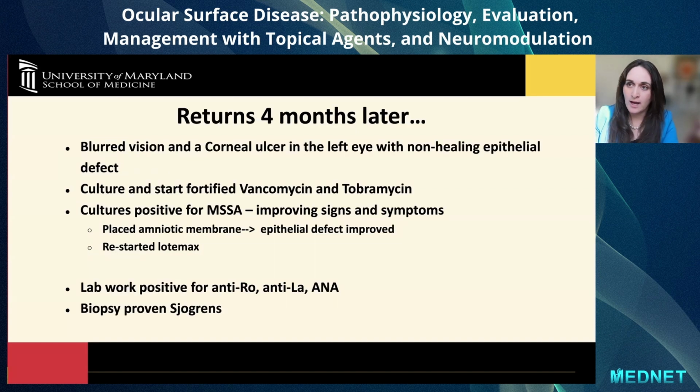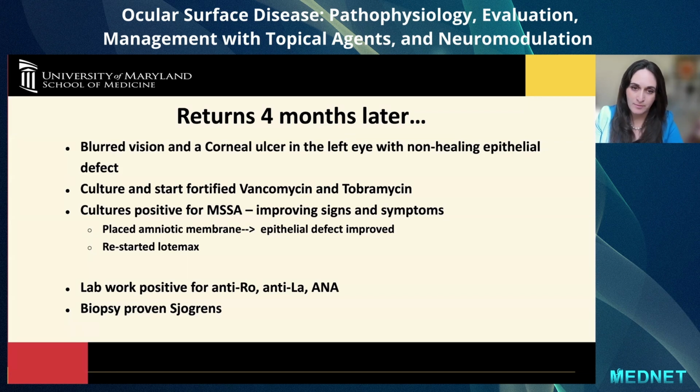She then went back to her outside ophthalmologist, which was closer to home, and then came back 4 months later with worsening of her blurry vision, a corneal ulcer in the left eye with a non-healing epithelial defect. Again, at that point, we decided to culture and start fortified antibiotics. And the culture was positive for MSSA and had improving signs and symptoms.